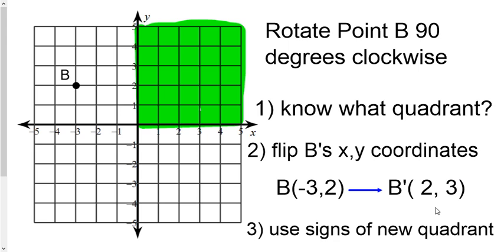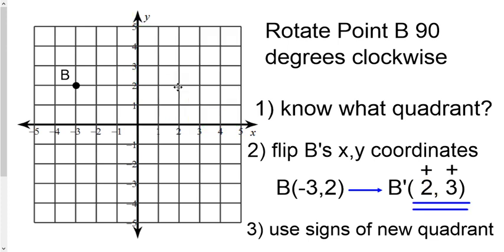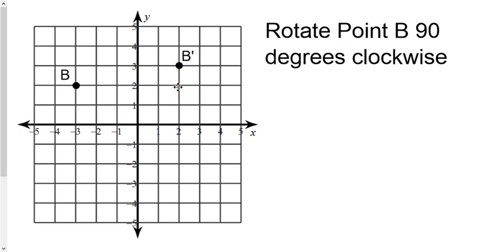What I do now is that since I'm going to be sitting in this quadrant, I'm going to use the signs that I'm going to. So I know any point in this green quadrant, quadrant 1, would be positive x's and positive y's. And so now I can go graph +2, 3 for B prime. And I've rotated it.